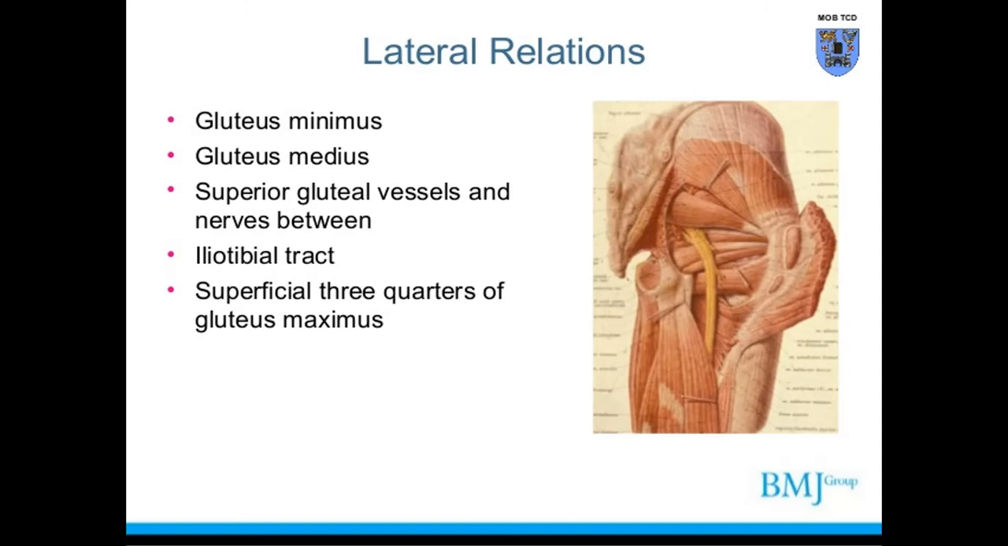Laterally, the greater trochanter and the muscles which cover it laterally: gluteus minimus, medius, superior gluteal vessels, and between them the iliotibial tract is lying lateral, and the superior three-quarters of the gluteus maximus is lateral to the joint. So these are structures which cross lateral to the joint. Iliotibial tract is very important to know, and also the gluteus maximus. Medius will also be lateral, and being lateral, this will cause the abduction.